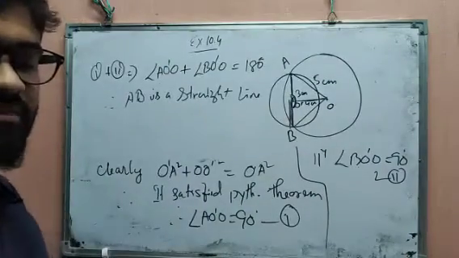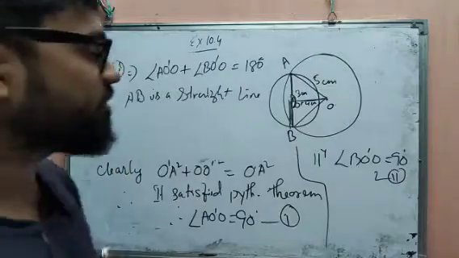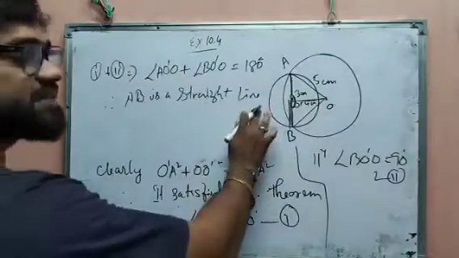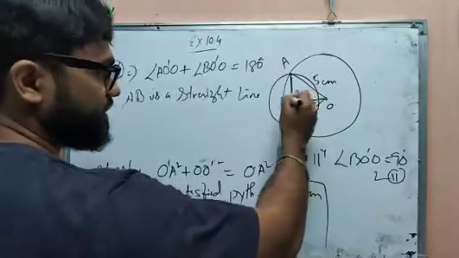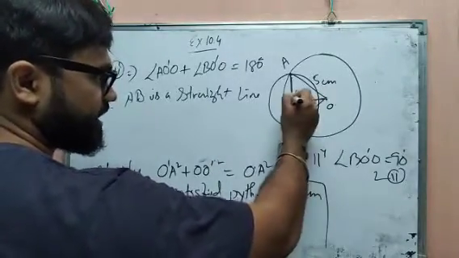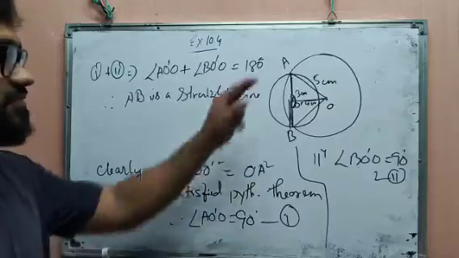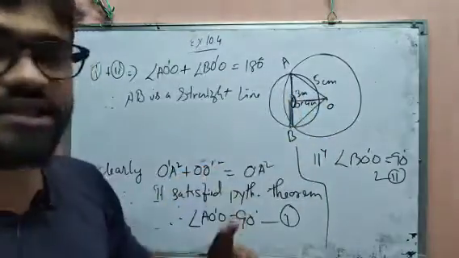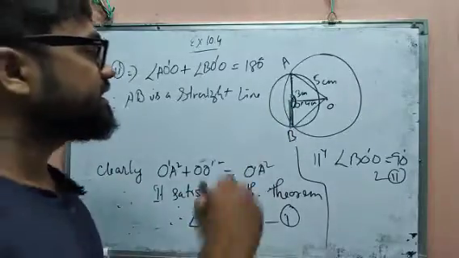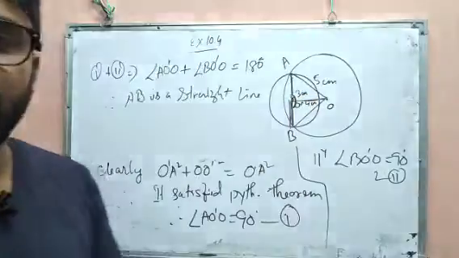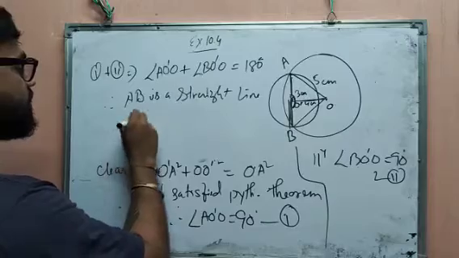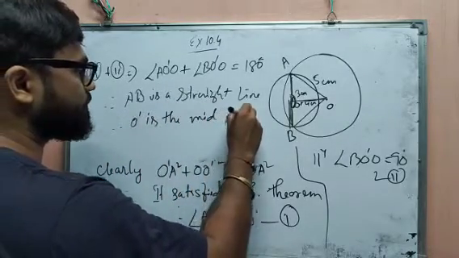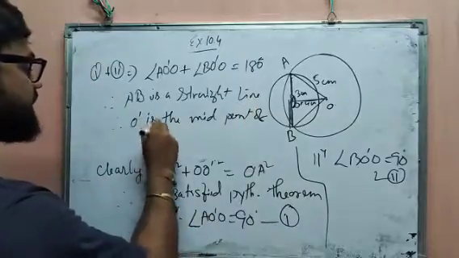Now O dash is the midpoint of AB. Why is it the midpoint of AB? Because we have proved this is a straight line, and the line from the center is a bisector, making 90 degrees on both sides. So you can say that O dash is the midpoint of AB.